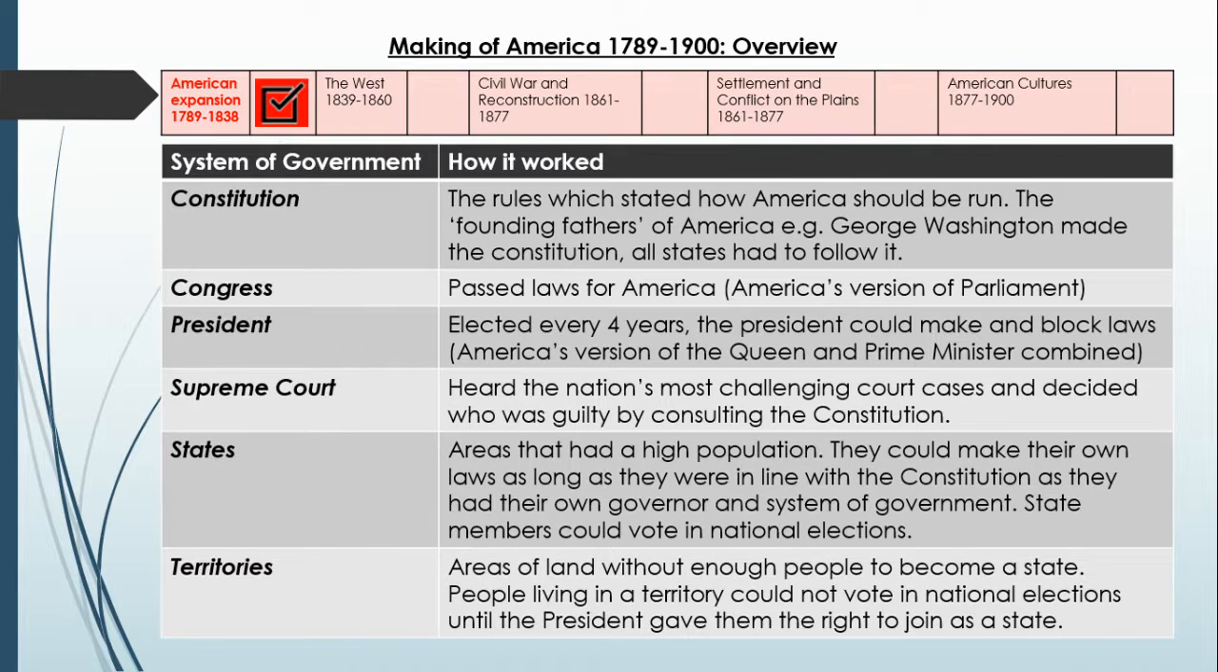As a territory becomes more and more popular, it then becomes a state. So we're going to have a look at some of the reasons why that was. Now, people there will want their territory to become a state because until it is, they do not have the right to vote in national elections, so they don't have a say in who the President of the United States is.